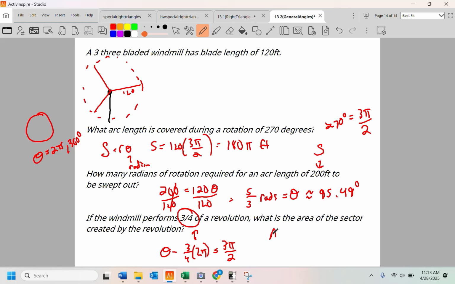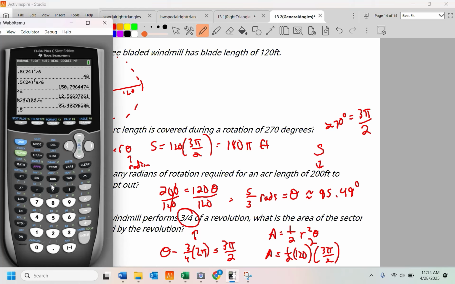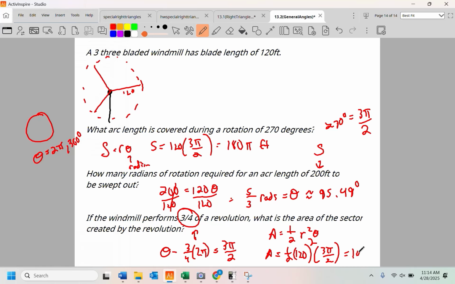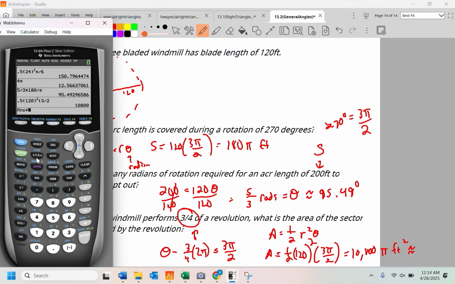And I want area. Area of a sector is 1/2 r squared theta. So the area of this sector is 1/2. Windmill blades are 120 feet. And the angle of rotation is 3 pi over 2. That's squared. Let's see what that looks like in pretty form. 0.5 times 120 to the second power. And the numbers here, not including the pi, are 3 over 2. So 10,800 pi square feet.